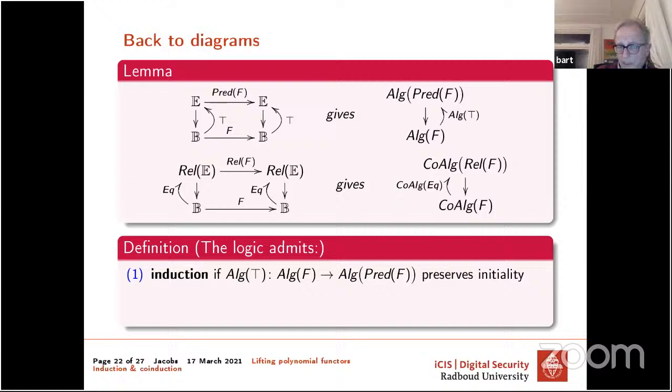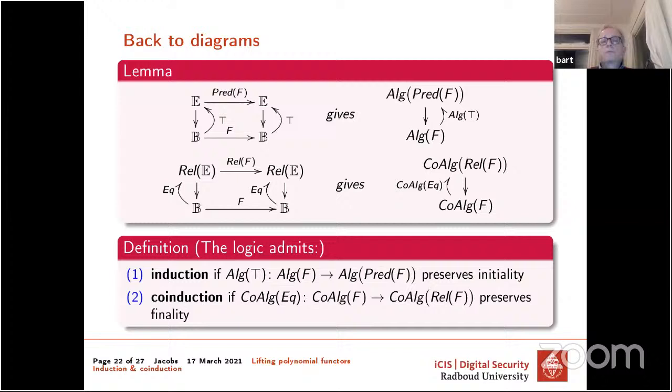carries the initial object, the initial predicate F algebra. As you may expect, co-induction means that the coalgebra of equality functor from coalgebras of F also preserves finality, so that the final coalgebra of F is mapped to a final Rel F coalgebra. It's actually very smooth in this way.